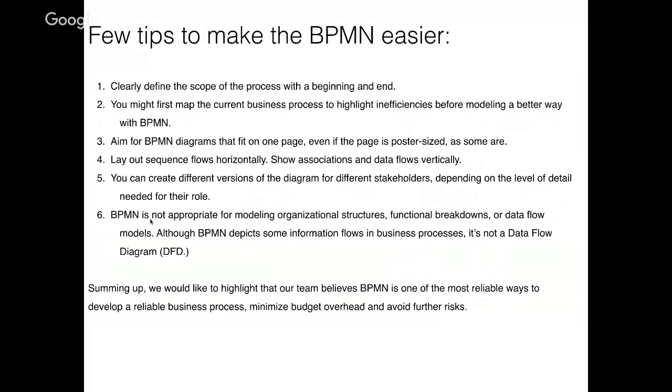The fourth point is to lay out sequence flows horizontally and show associations and data flows vertically. That's what I've actually mentioned before. You should always have separate pools for your user flow and for the technical flow, and the intersection between them. The vertical part of each diagram is your data streams. It's your technical elements, your UI elements among the screen, etc.